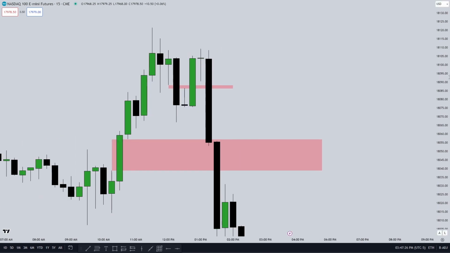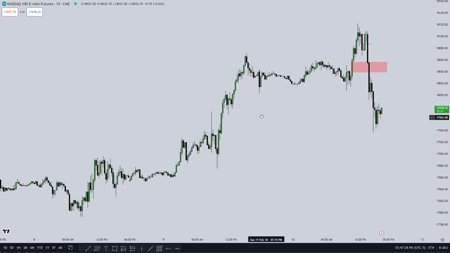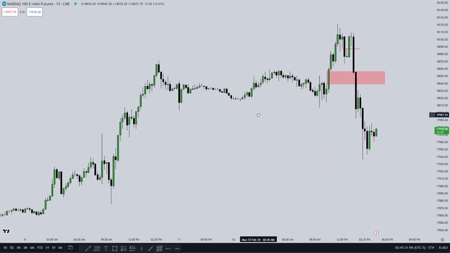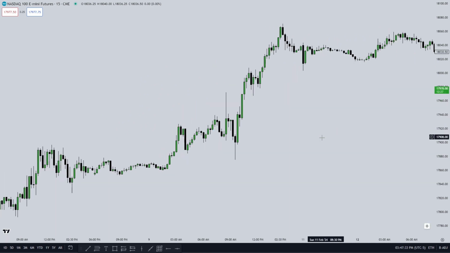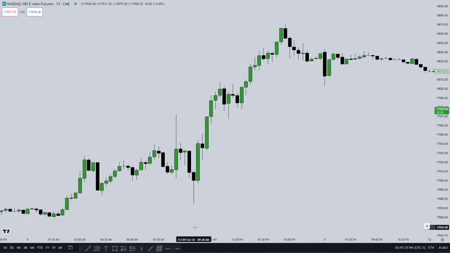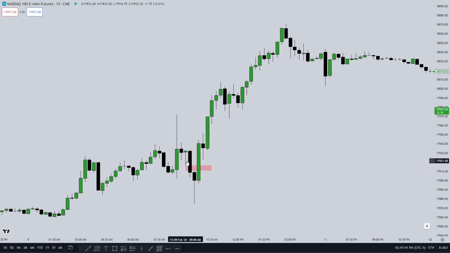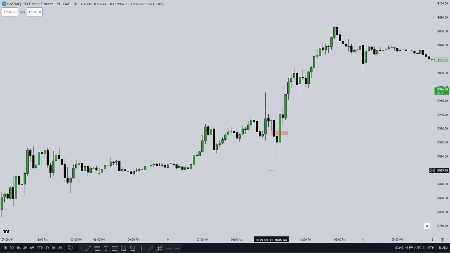All right. Now let's look at another example. Here's another example right here, and this is just on the 15-minute chart. You can find plenty of examples on any time frame. It creates a fair value gap, displaces, price absolutely runs through it and closes above it. So that makes it an inverse fair value gap.